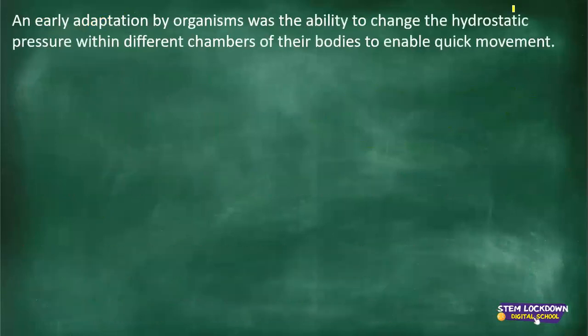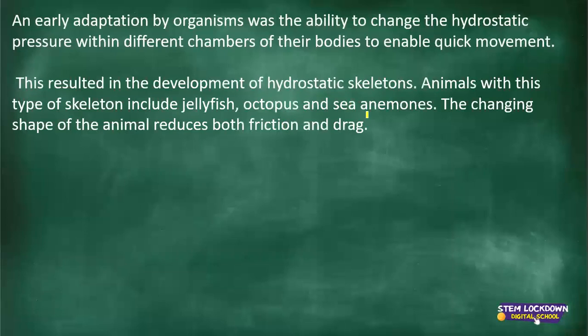And then, what is this? An early adaptation by organisms was the ability to change the hydrostatic pressure chambers of their bodies to enable quick movement. So, because of this adaptation to change that hydrostatic pressure, there had to be changes in the body of these organisms so that it allows them quick movement. That's how the evolution happened. There had to be changes in the body to suit the environment it is in. This resulted in the development of hydrostatic skeletons.